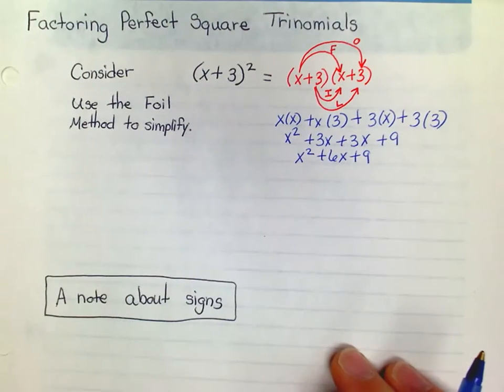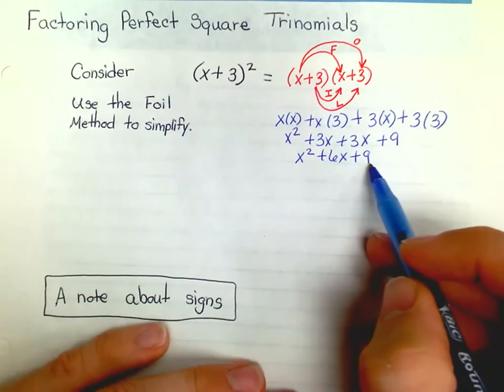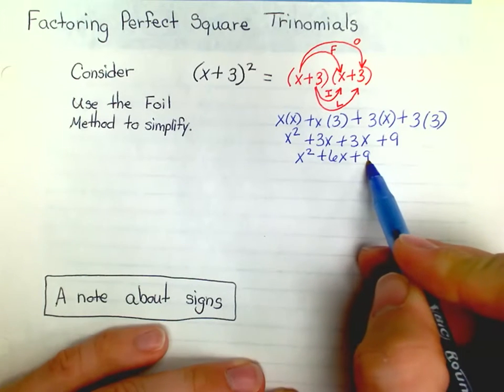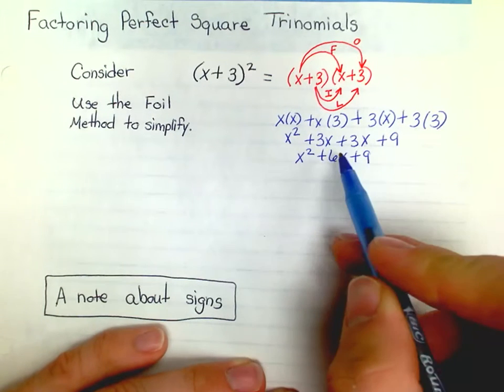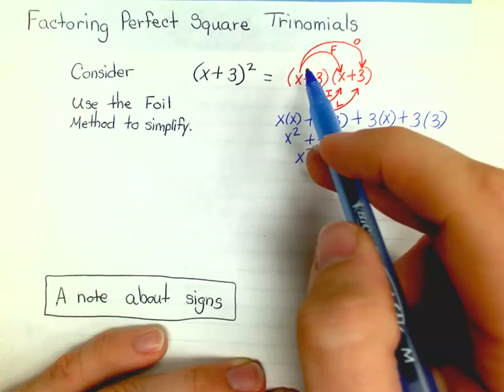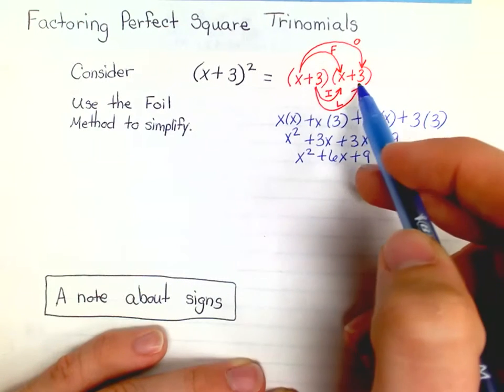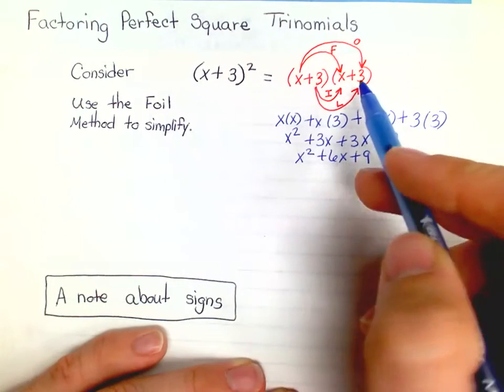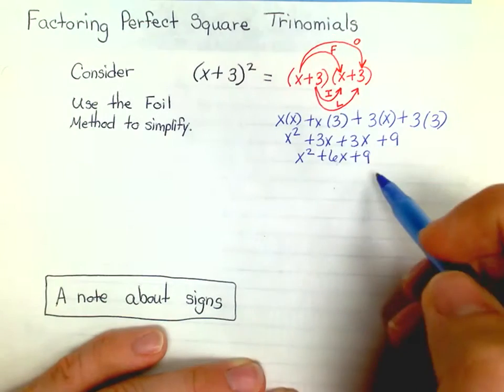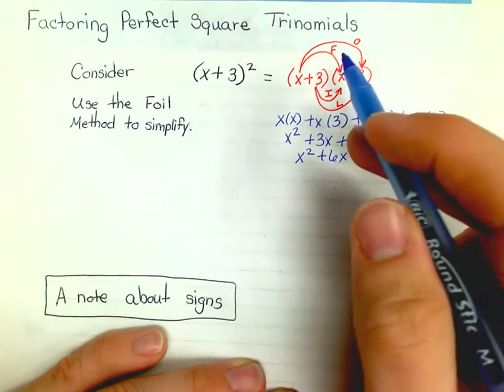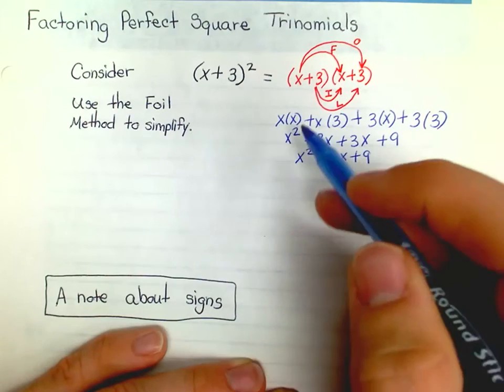Okay, if you notice, the things that multiply together to give you the 9, that term right there, add to give you the 6. So if you look at the 3, if you add the 3's together, you get 6. If you multiply them, you get 9. So you can go from one step to the next just by knowing what you're looking at.